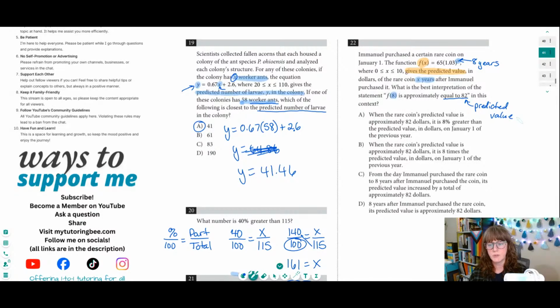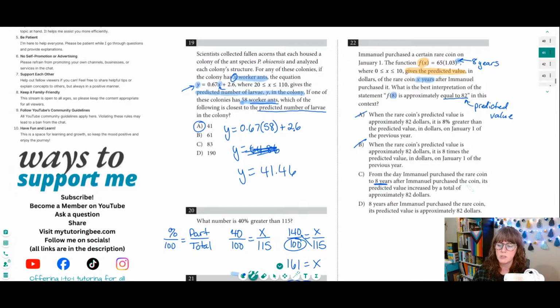So let's look through our answer choices and see what we have that kind of matches that. When the rare coin's predicted value is approximately $82, it is 8% greater than the predicted. No, okay, that's already out. That's not it. When the rare coin's predicted value is approximately $82, it is 8 times the predicted value in dollars on January 1. Okay, that's still not it. What we're looking for, as far as the 8 goes, is that it's been 8 years' time. That's how long it's been from the day Emmanuel purchased the rare coin to 8 years after. Okay, that's promising.